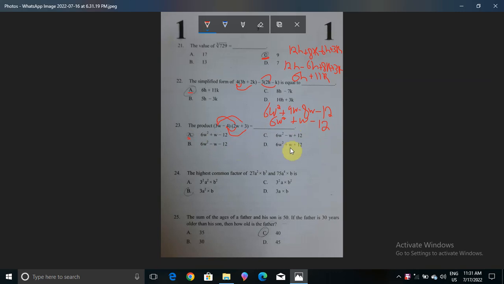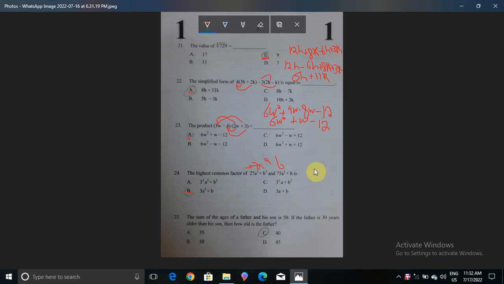Now question number 24, the highest common factor of 27a squared times b cubed and 75a to the power of 4 times b is what? Here of course it will be 3a squared times b, which is in choice B.